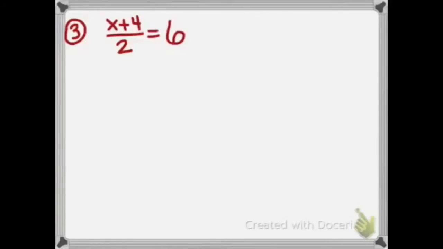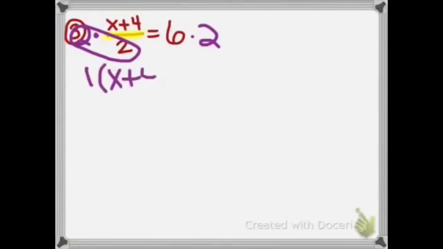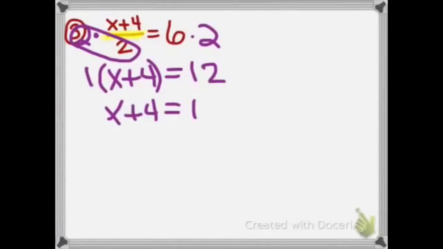Okay, this fraction is a large fraction on number 3. Let's read the problem. x plus 4 divided by 2 equals 6. Since we have a large fraction, we are going to get rid of that fraction with multiplication. Because this had said divide by 2, we are going to times both sides by 2. And we do that because 2 divided by 2 is 1. 6 times 2 is 12. So now we have x plus 4 equals 12.